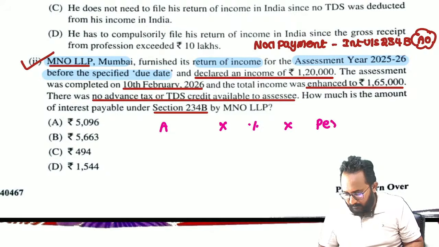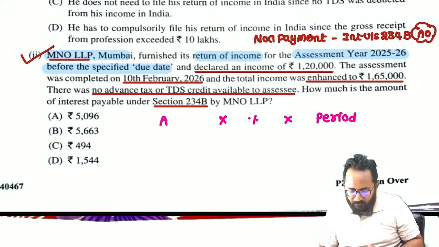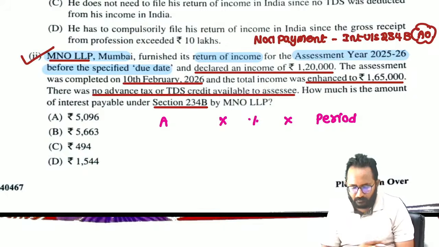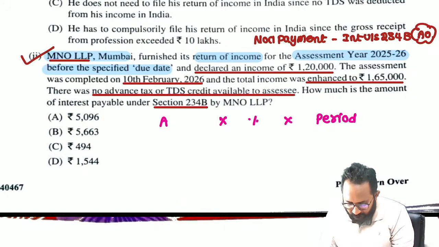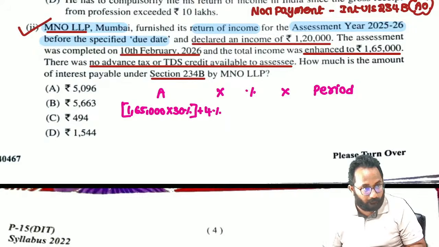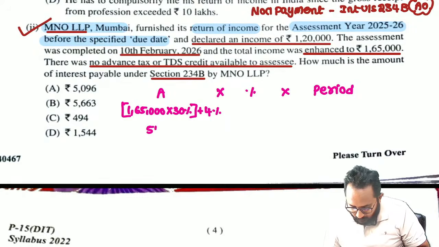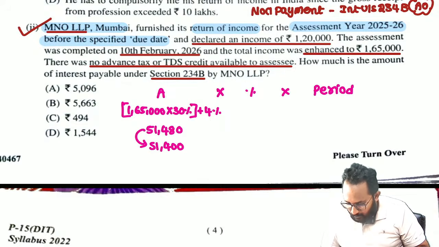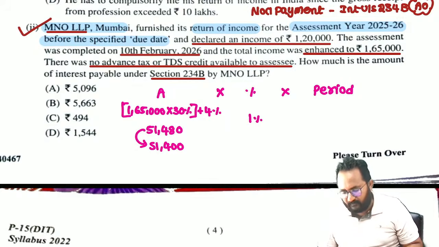So tell me amount into rate of interest into what is that? Period. Ma, tell me one by one. Amount means nothing but what? 1,65,000 into 30% plus 4%. Tell me how much you will get? 51,480. This should be rounded off to 51,400. 1% per month or part of the month.